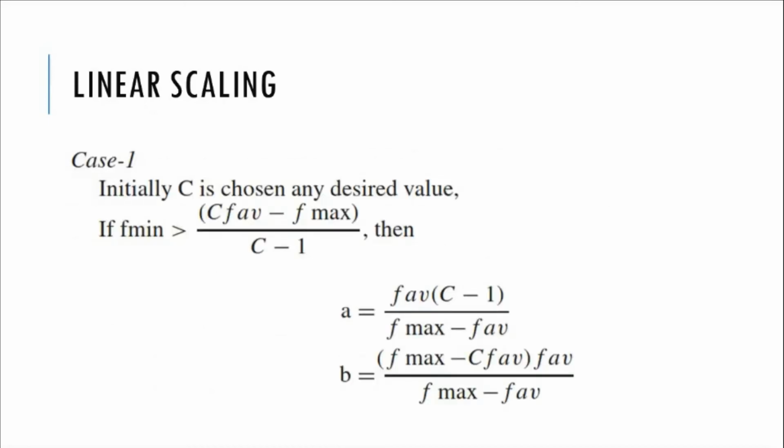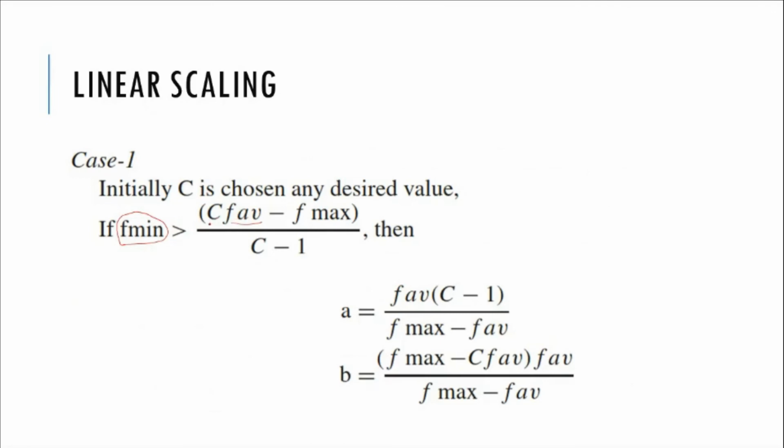Then there are two different cases considered in linear scaling. In the first case, C is initially chosen to be any desired value, say 1.2, 1.3, 2, or even 3. Whatever the value, we then check whether f min, the minimum raw fitness value, is greater than C f average, where f average is the average of the raw fitness values.